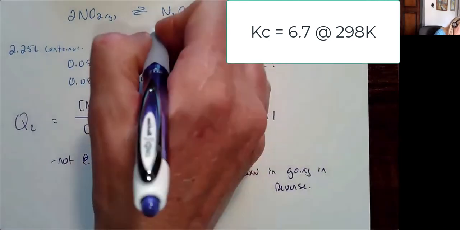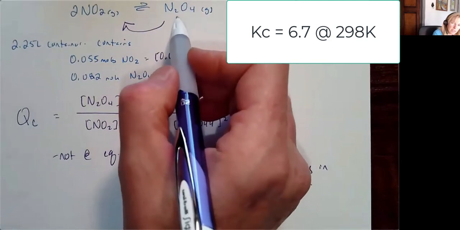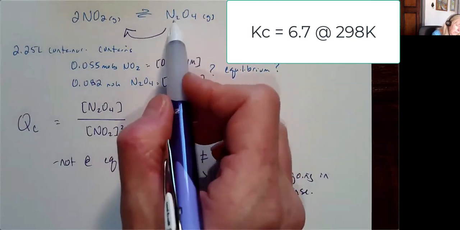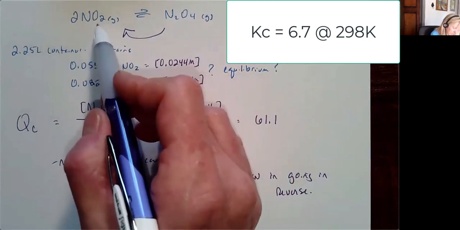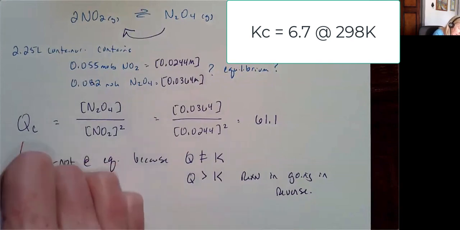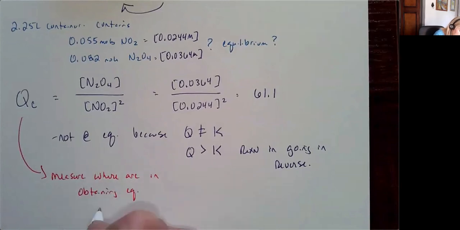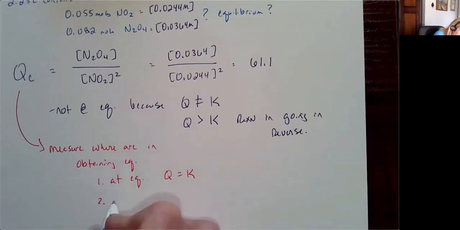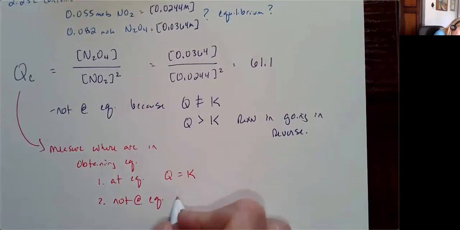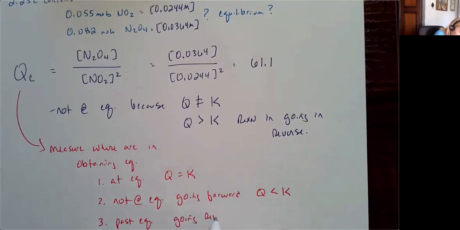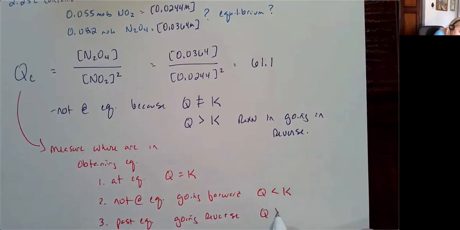So opposite of how I have it written, I have an abundance of N2O4, more than I would normally have at equilibrium. So this is undergoing decomposition to NO2. So Q allows you to measure where you are in obtaining equilibrium. One, are you at equilibrium? Then Q equals K. If you are not at equilibrium but going forward, then Q is less than K. And if you're past equilibrium, that means you're going in reverse as you have the reaction written, then Q is going to be greater than K.